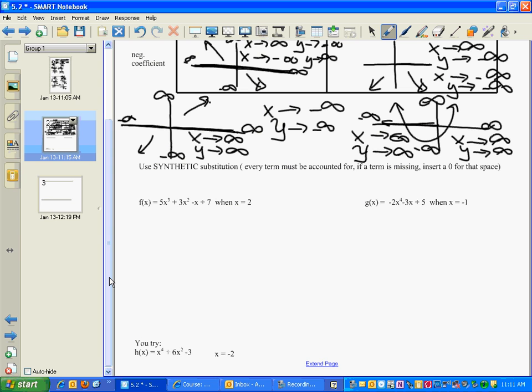Synthetic substitution takes a look at your coefficients only. Okay? And it says, if a term is missing, insert a 0 for that space. Every exponent has to be accounted for after the first one. So I have a cubic, I have a squared, I have my linear, and I have my nothing. So every term is accounted for, correct? So I don't need to worry about a 0. So we're just going to put these 5, 3, -1, and 7.